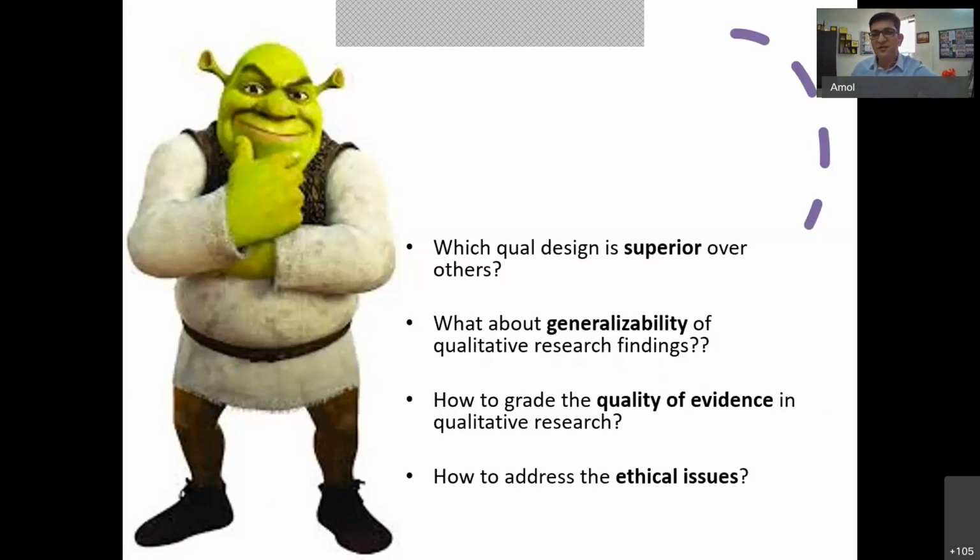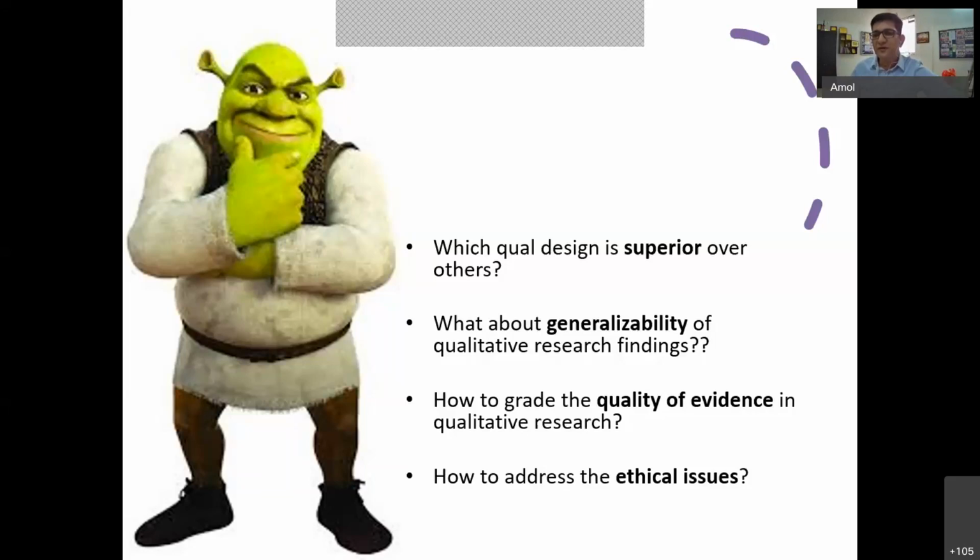using this qualitative evidence in policy formulations and decision making. So these are not just going to be an academic piece, but they are going to have a concrete application in policy making and decision making. And how to address ethical issues? The new ICMR guidelines do offer some guidance on it. However, we need to work more on that as we do more research in this field.